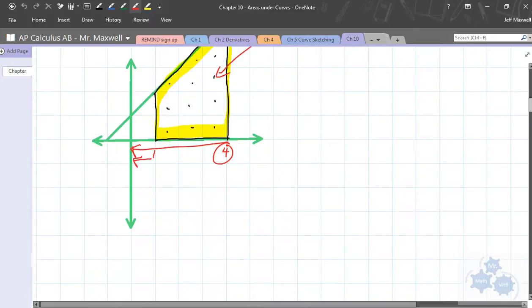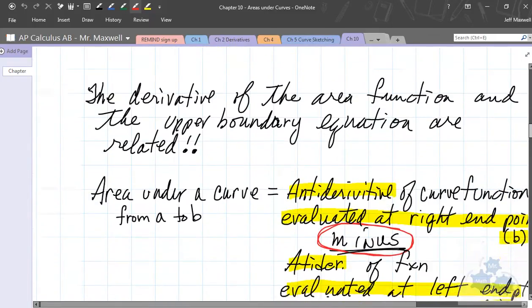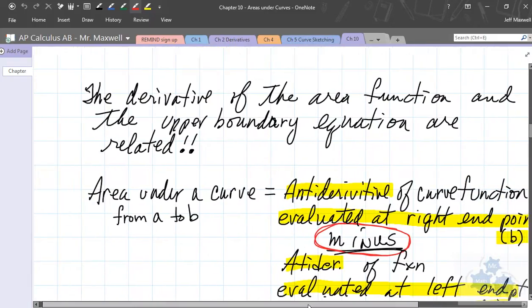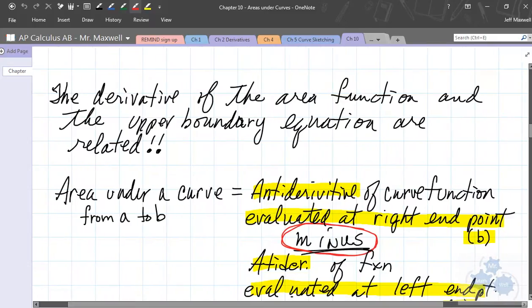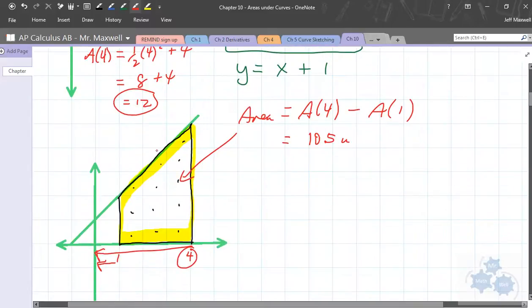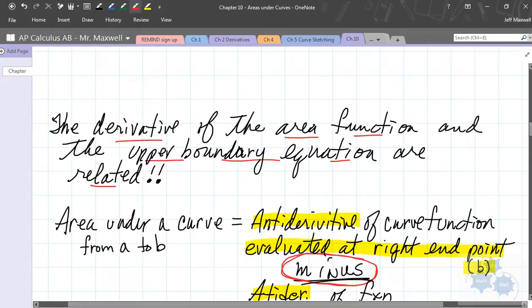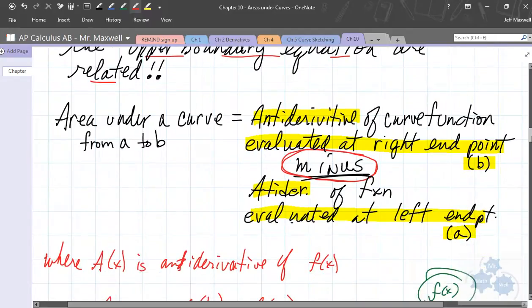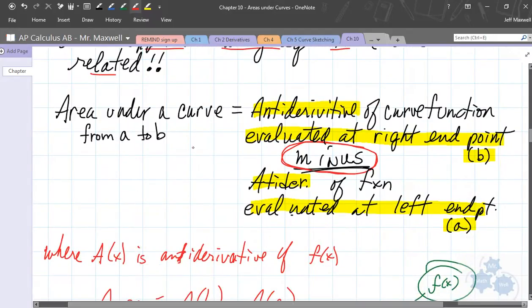And that leads us to a general statement about finding area under a curve. So let me just show you this. What I mentioned in class here was that the derivative of the area function and the upper boundary equation are related. We saw that, right? And I worded that as being the upper boundary and the area function. The area function is the antiderivative. So if we say the derivative of the area is the upper boundary equation, we can use that to find the area under the line.